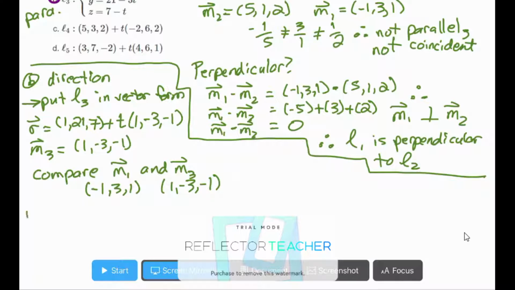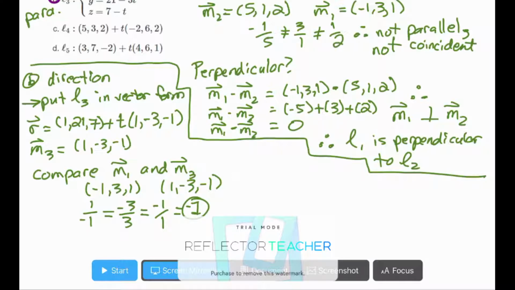So remember, I'm testing, is it true that M1 is some scalar multiple of M3 and vice versa? So we're going to divide. Let's divide and see if we get the same value every time. 1 over negative 1, is that equal to negative 3 over 3? Is that equal to negative 1 over 1? And yeah, they all simplify to negative 1.